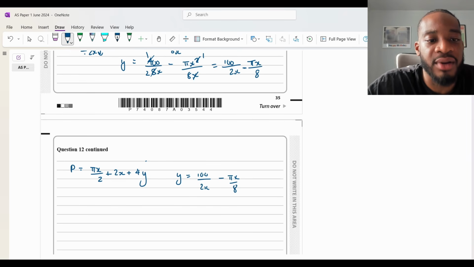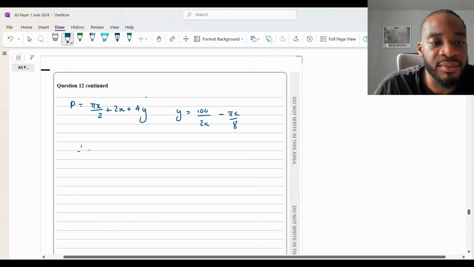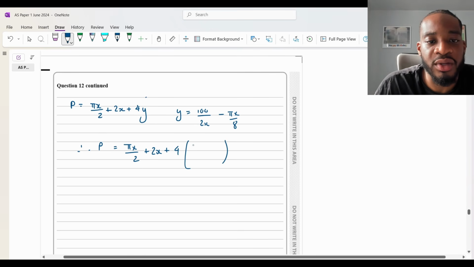And then now I'm going to plug this into there. So therefore it's going to become P is equal to pi x over 2 plus 2x plus 4 lots of y, which is 100 over 2x minus pi x over 8. And then now let's expand that. So that's going to be 400 over 2x minus 4 pi x over 8. And then we still have the pi x over 2 plus 2x.